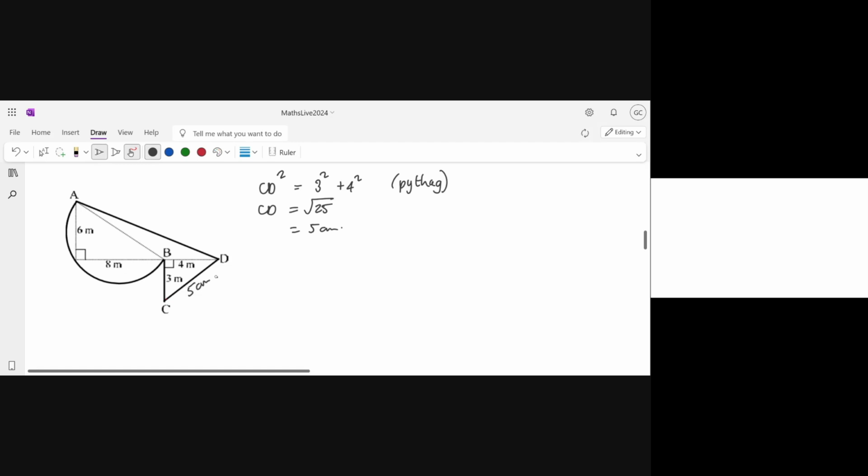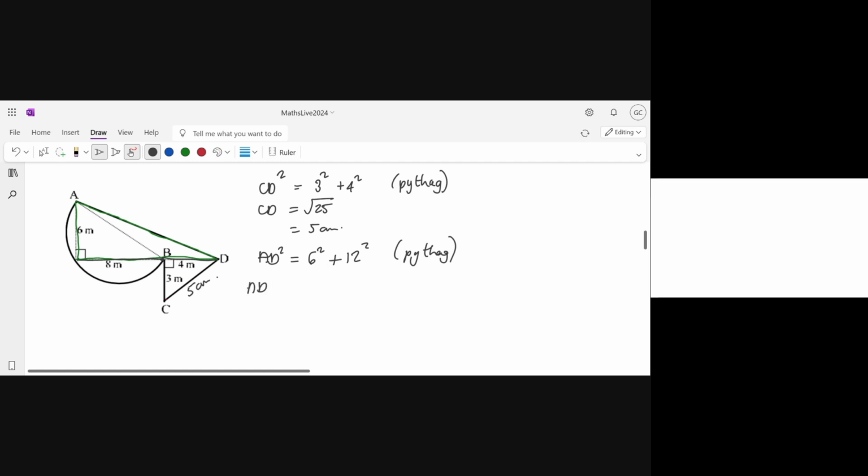Let's talk about AD next. Again, I can see that AD is attached to another triangle, which is also a right angle triangle. So I'm also going to use Pythag for that big triangle to find AD. Right, so I'm going to say AD squared is equal to 6 squared, plus over here I've got 8 from there till there, and then 4 from there to there, so 12 squared. 6 squared plus 12 squared. Again, Pythag. Okay, we need that mark. And then I'm going to skip a couple of steps.